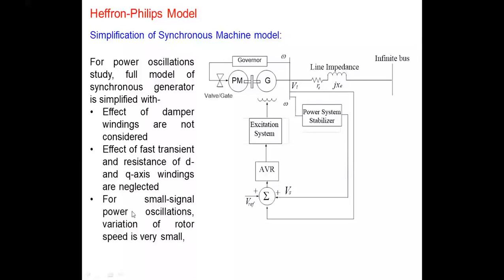Because we want to analyze small signal oscillations, we are concerned with the variation of rotor speed, and we say that the variation of the rotor speed is very small, because we want to analyze the small signal stability.